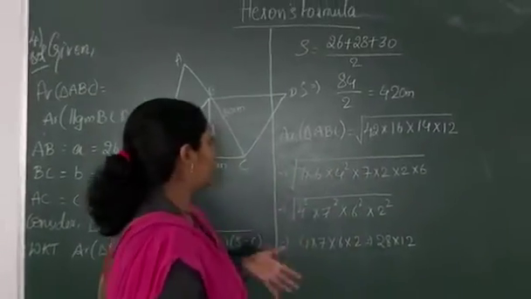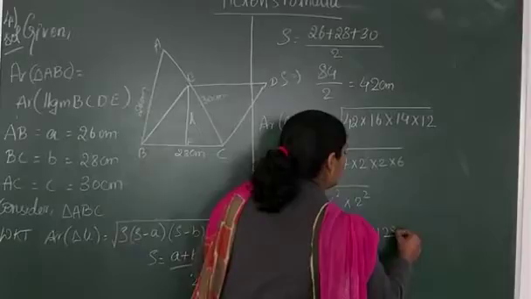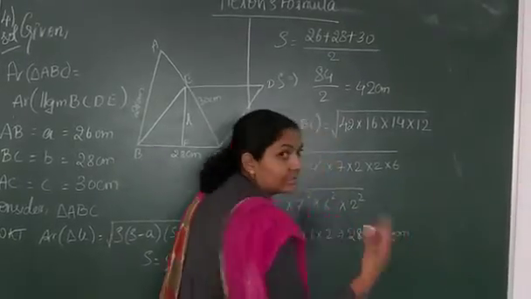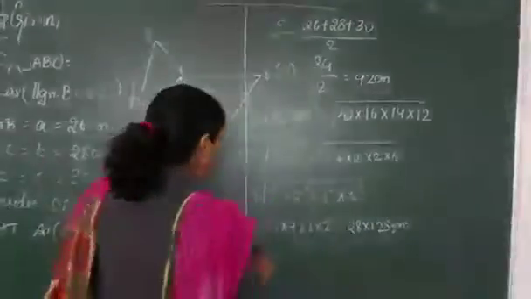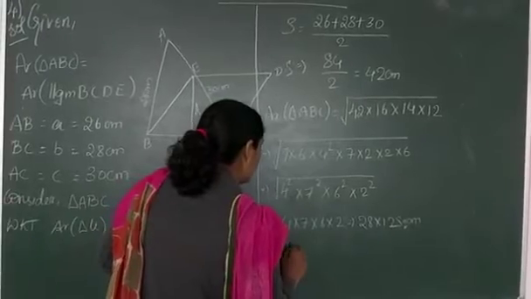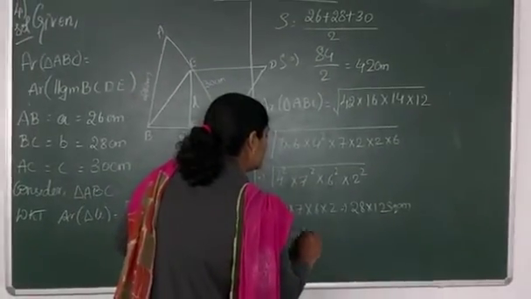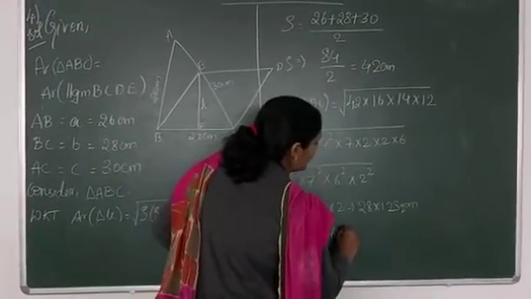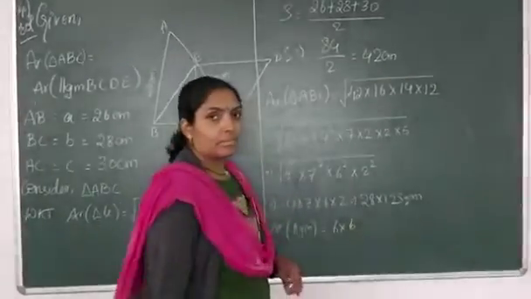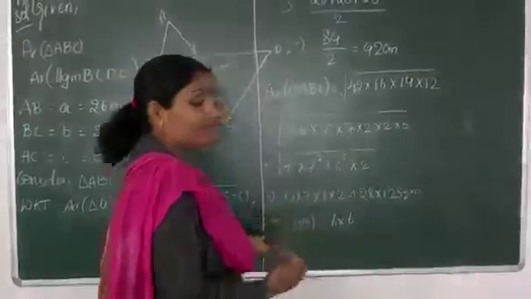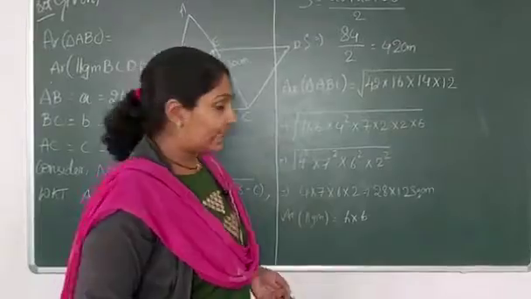I am just trying to leave this as it is because I have to equate this to something else also, right? Now, area of a parallelogram. Area of a parallelogram is equal to height into base, right? Or base into corresponding height, as we can say it.